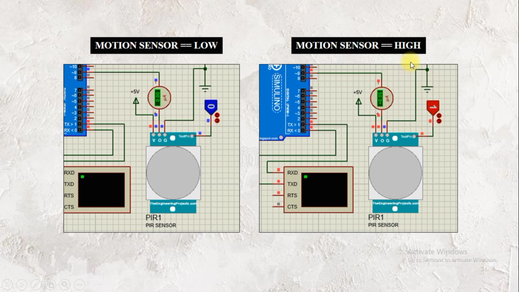It meets the requirement. So in this condition, there is a chance for the light to be turned on if the LDR is also less than 100.